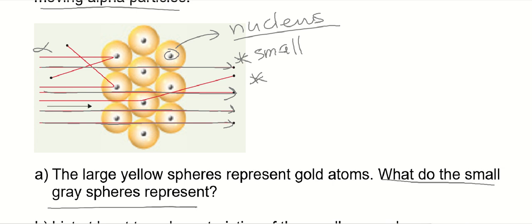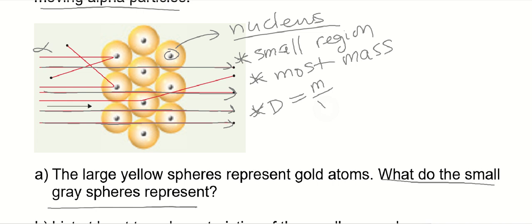It also has most of the mass. It contains most of the mass of an atom. So we have a quantity here called density, where we can relate mass, the ratio of mass over volume. So if the nucleus has most of the mass and it's a very, very tiny space, we can say it's a very dense area, or high density.